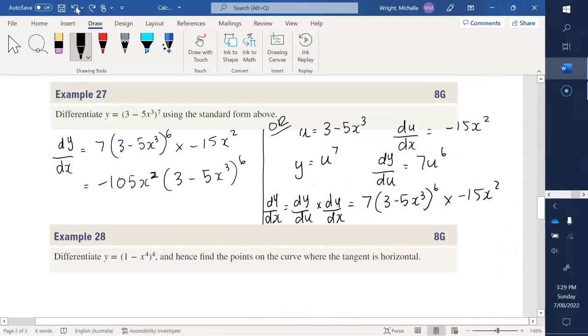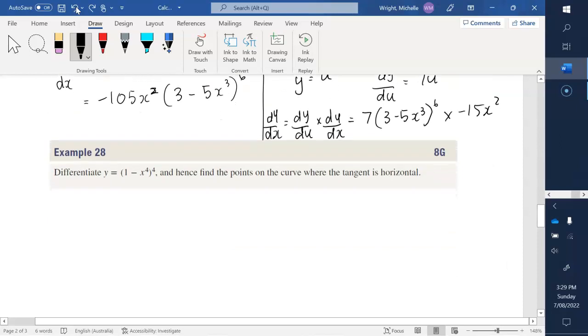So if I multiply those out, I'm going to get minus 105x squared (3 minus 5x cubed) to the power of 6. Okay, so no harder. Last question, more difficult. You just need to read it and see that it's wanting us to do something else. Okay, differentiate y equals (1 minus x to the power of 4) to the power of 4.